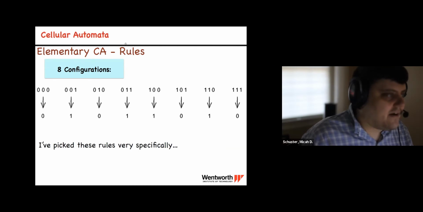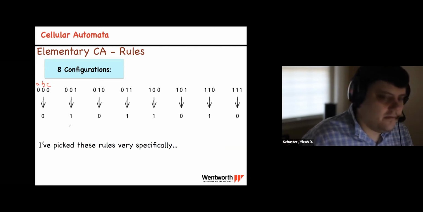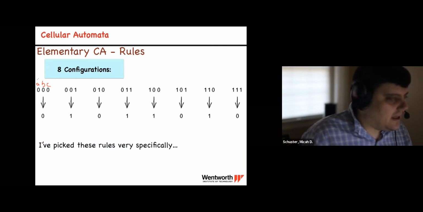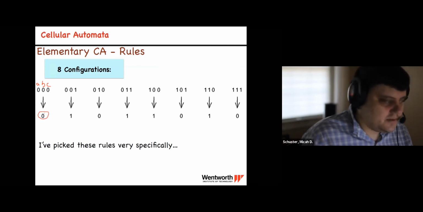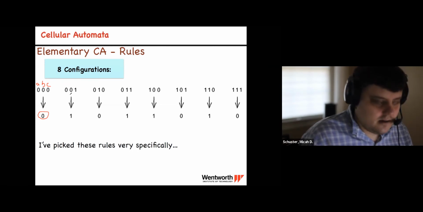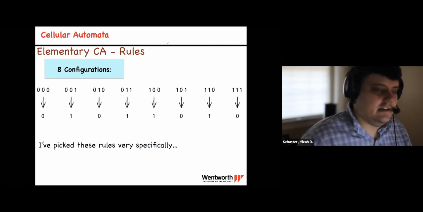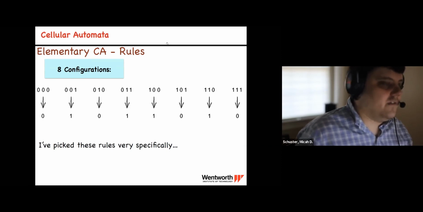So we have our values here. We have A, B, and C. So if A is 0, and B is 0, and C is 0, then our center cell becomes a 0. If A is 0, B is 0, and C is 1, then our cell becomes a 1. So that's why I've picked out A, B, and C, because I can use some if statements with it.